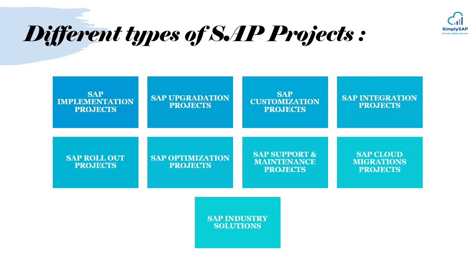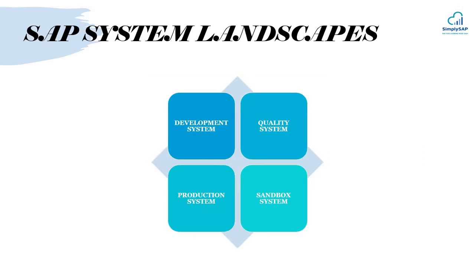So next one, let's move on further now and see SAP system landscapes. So what are the different types of SAP systems? The first one over here you can see is development system, second is quality system, then is production, and last is sandbox. So let us see in detail about these systems.